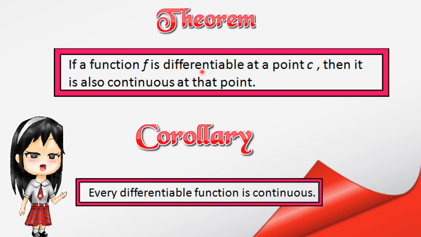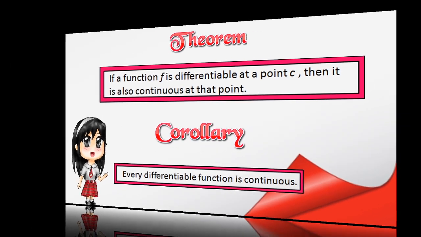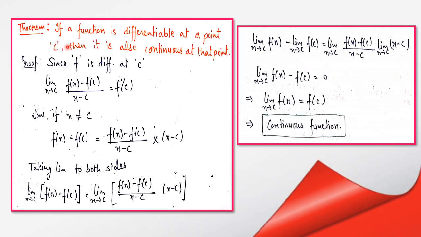Theorem: if a function f is differentiable at a point c, then it is also continuous at that point. And there is one corollary: every differentiable function is definitely continuous. Now let's see this theorem. If a function is differentiable at a point c, then it is also continuous at that point.